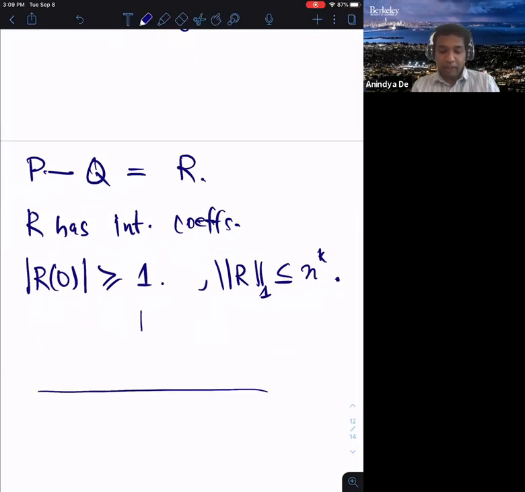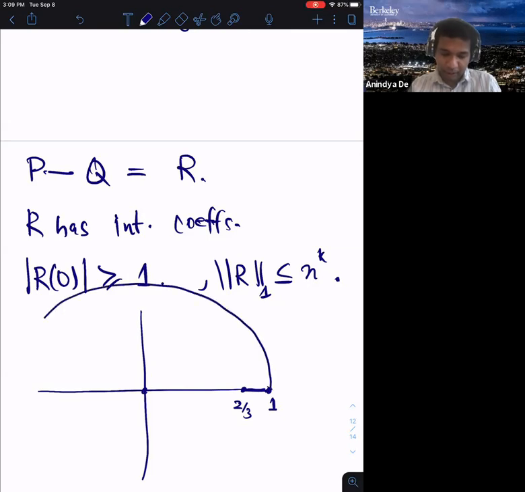And now what we are interested in is, if you have such a polynomial r and you look at the interval delta to 1, so think of delta as 2/3, we want to know what is the minimum value r can take in this interval under these conditions. And maybe let me put it like this.